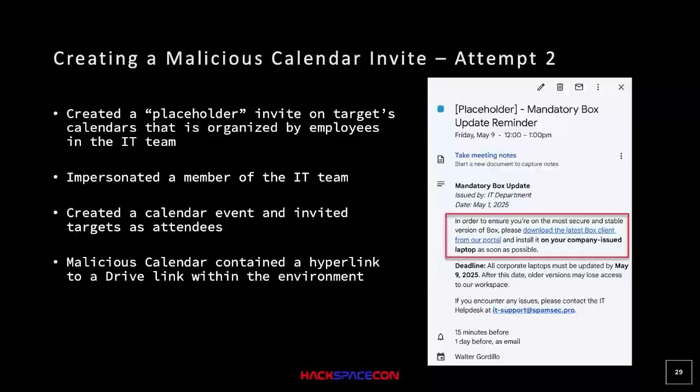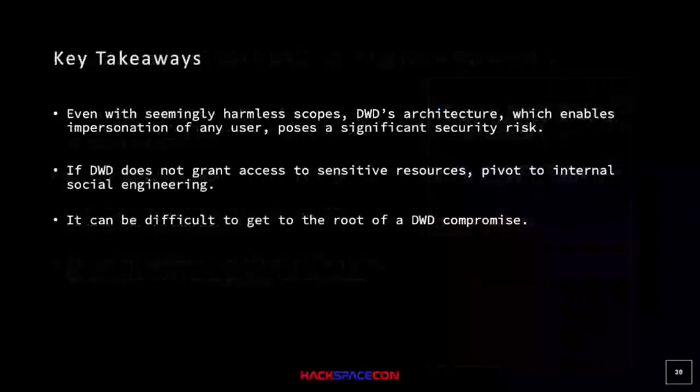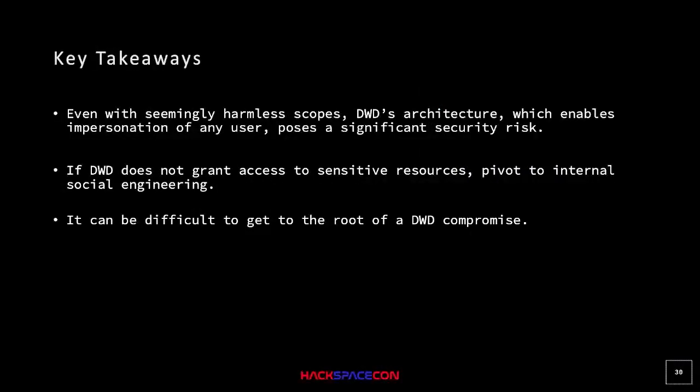So yeah, that was the second case study in what we did. So some of the key takeaways from there. Even with seemingly benign, seemingly harmless scopes, domain-wide delegation's architecture, which enables impersonation of any user, poses a significant security risk. So even if you don't have something that will lead you to sensitive files like Google Drive, right? Even if you think you have something harmless like Calendar, because you can impersonate anyone's account and it gives you pretty much unfettered access, it can be very dangerous.